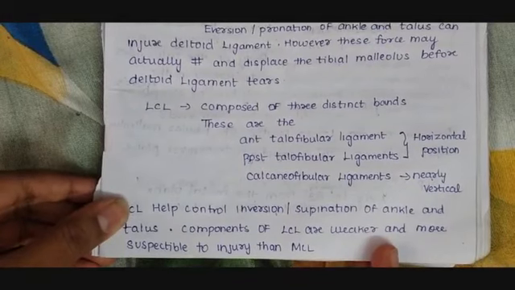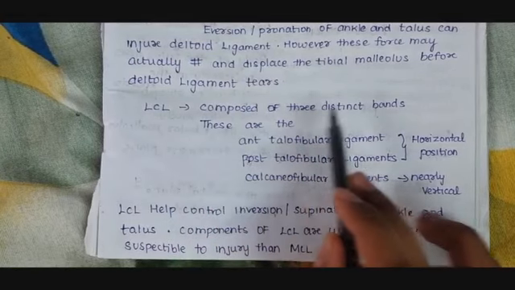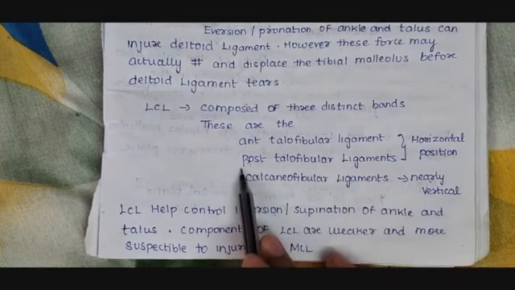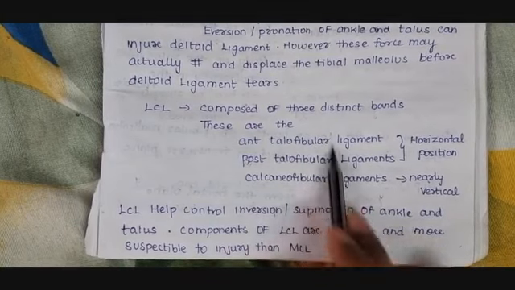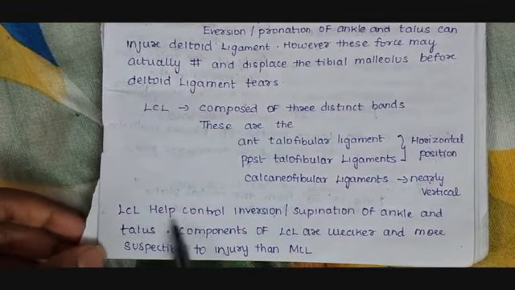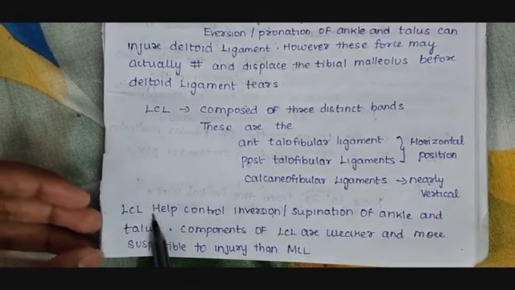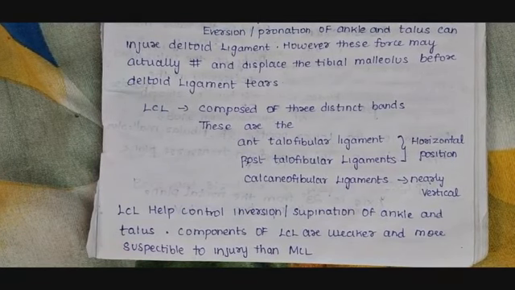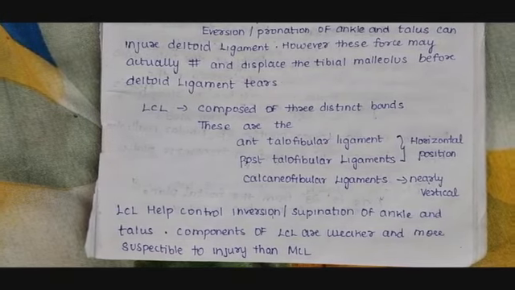Now let us discuss the lateral collateral ligament. This lateral collateral ligament is composed of three distinct bands: the anterior talofibular ligament, the posterior talofibular ligament and the calcaneofibular ligament. These three ligaments together we call the lateral collateral ligament. It helps control inversion or supination of the ankle and talus. So the medial collateral ligament controls eversion or pronation of the ankle and talus, whereas the lateral collateral ligament controls inversion or supination.